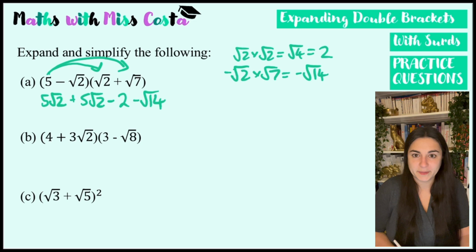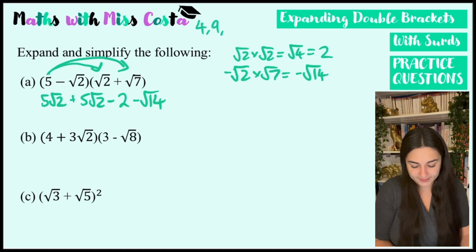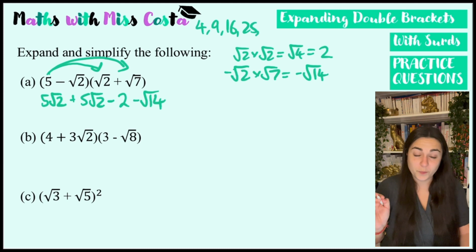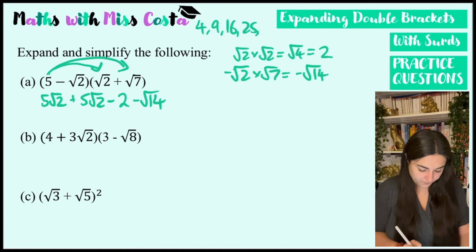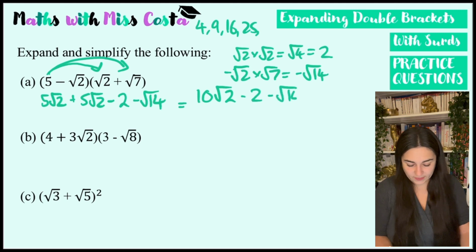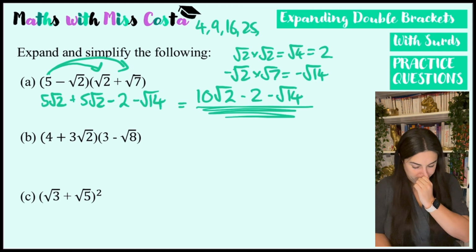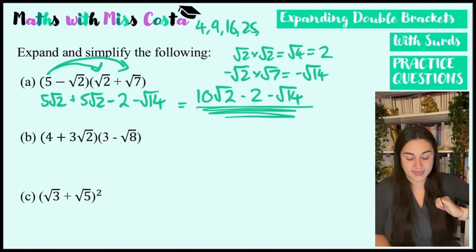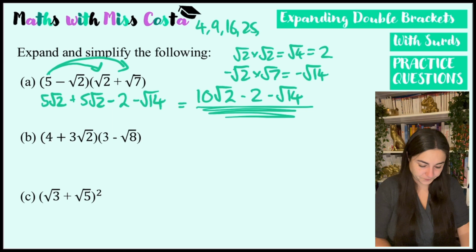Root 14, can I simplify that? Are there any square numbers that fit into 14? So 4, 9, 16, 25. Nope, there aren't. So that is in its simplest form. So I've got 5 root 2 plus 5 root 2. So that's going to become 10 root 2. Take 2, take root 14. You could rearrange that in whatever way you want. So you could just say 10 root 2, take root 14, take 2, however you like.